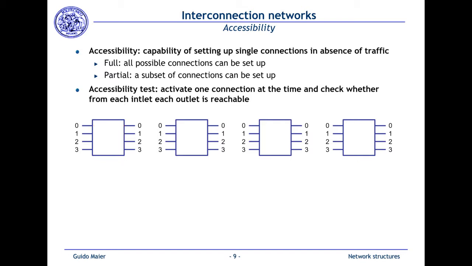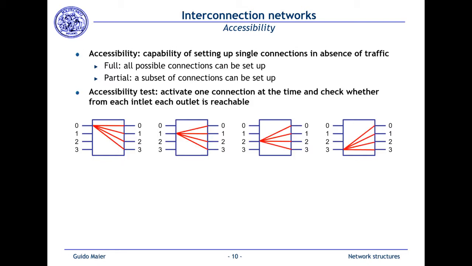In this case, for example, I start from 0, then I go to 1, I go to 2, I go to 3. And each time I switch on and switch off the connection, looking at whether there is the signal at the output or not. So this is the full test that you have, but it's something that you have to do testing one connection at a time. It doesn't mean that all these red lines are active, just one at a time.